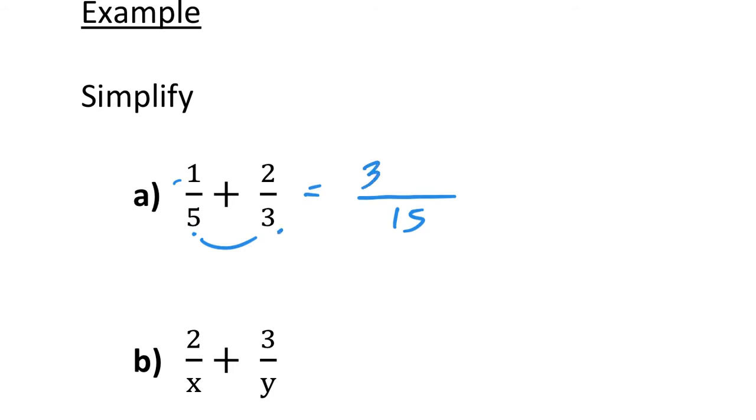Same idea. This 3 here got multiplied by 5 to get up to 15, so this 2 gets multiplied by 5 to give you 10. And in a numerical example like this, obviously you can tidy up a wee bit. So it's 13 over 15, and that's us done.